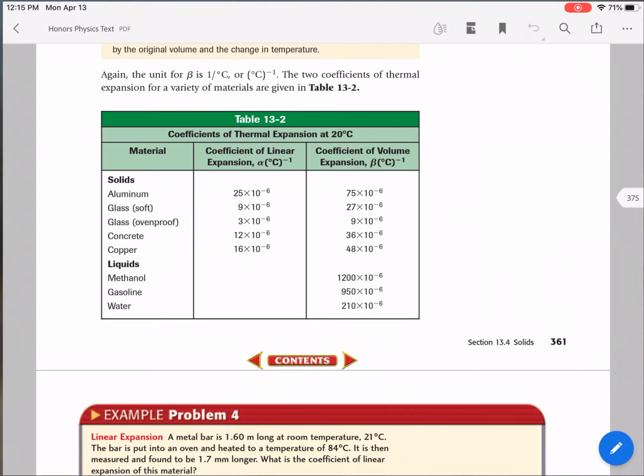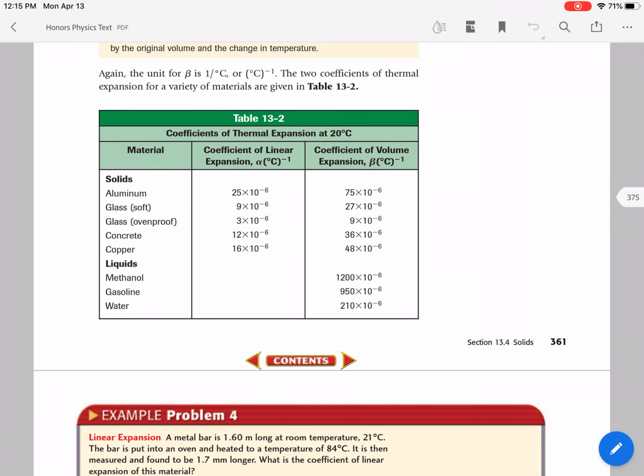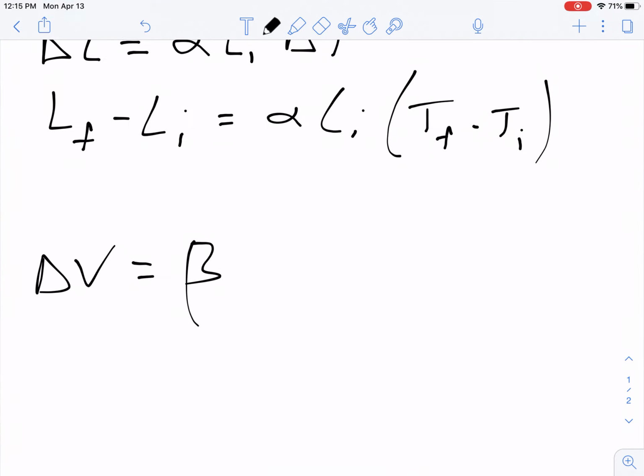And if you look on page 361, table 13.2, you'll see the last column shows you the coefficient of volume. So for aluminum, the coefficient of volume, beta, is 75 times 10 to the minus 6. If you look closely, you'll notice that beta is always 3 times alpha. For aluminum, we have beta is 75, aluminum alpha is 25. That's 3 times different. So just as a little side note, it's handy to remember that beta is just 3 alpha.